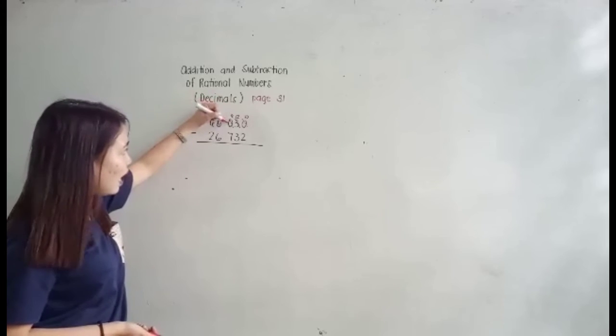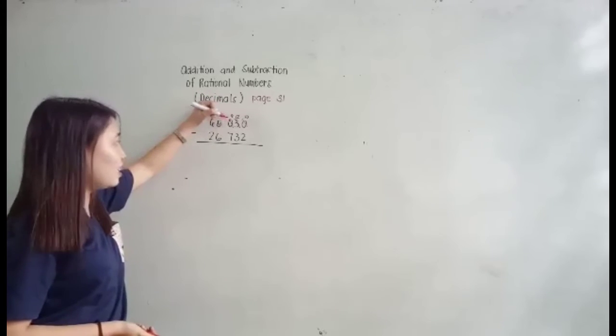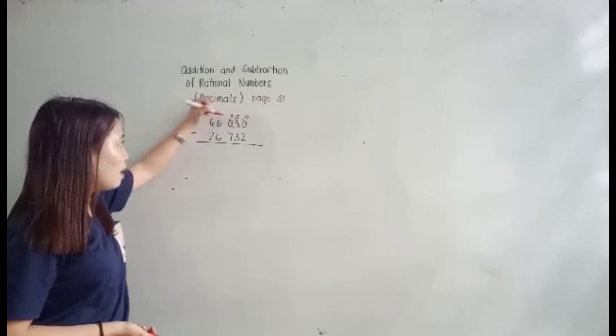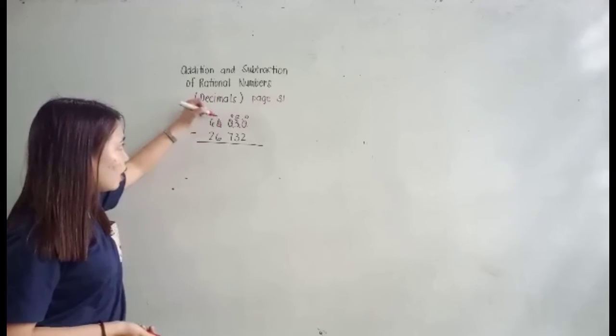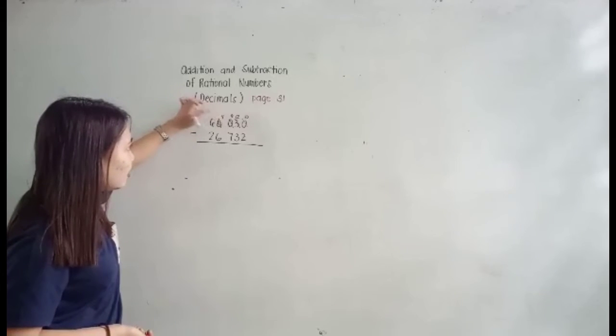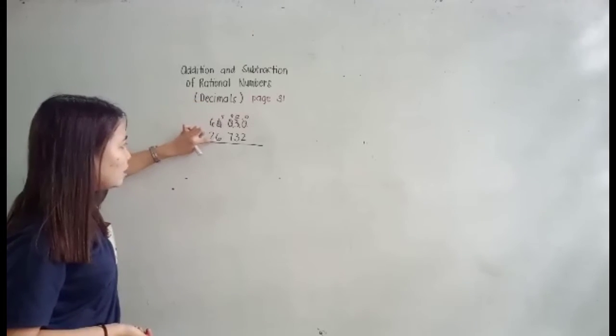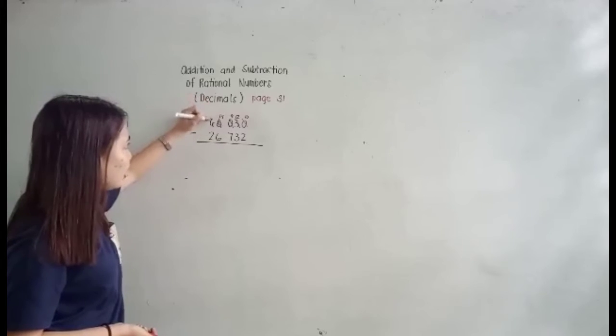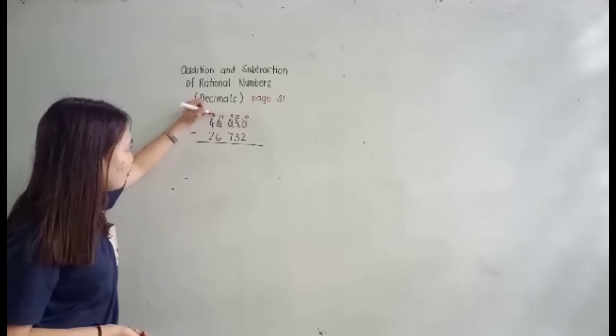Then, since 0 ito, magbo-borrow tayo ng 1 sa 5, magiging 4. Then, yung 4 ay mas maliit pa sa 6, so magiging 14 ito. Then, ito ay magiging 5.